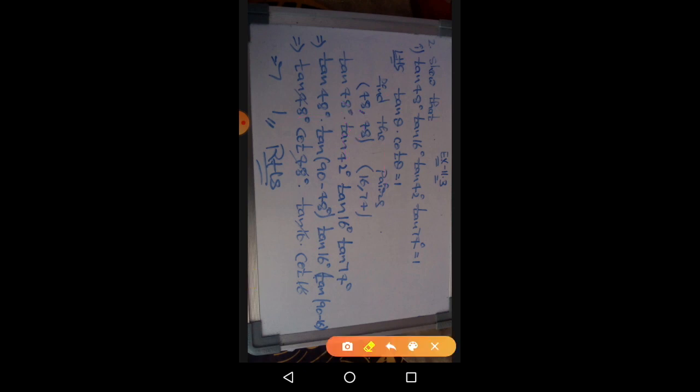So tan 48, tan 42, tan 16, tan 74. Can we write 42 as 90 minus 48? Yes. So cot 48, then tan 16 and tan (90 minus 16), that is cot 16. Thus tan 48 into cot 48 equals 1, and tan 16 into cot 16 equals 1. Thus 1 into 1 is 1. So this is how.